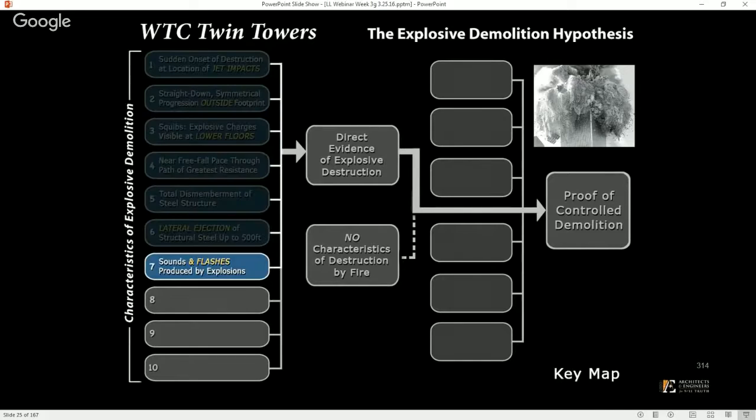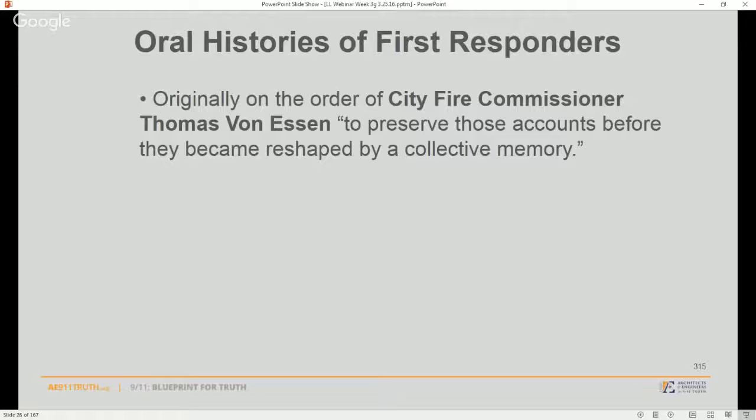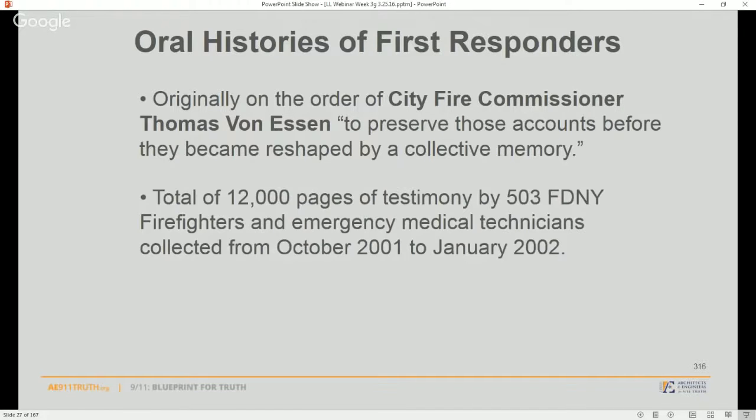So in this deception, we'd be looking for witnesses that heard sounds of explosions, that saw flashes of light. This is very typical features in a controlled demolition. So let's take a look and see if that's true. And it's fascinating to note that the City Fire Commissioner, Thomas von Essen, interviewed 500 of his own FDNY personnel to preserve the account before it became reshaped by a collective memory.